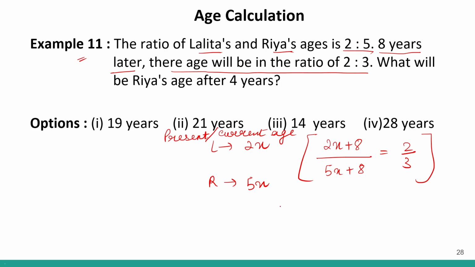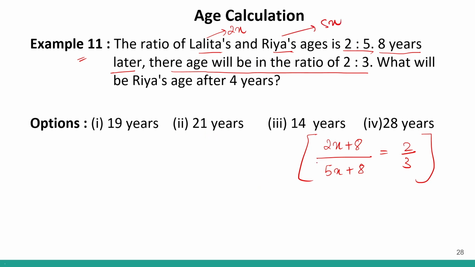So if I solve this, Lalita's present age is 2x, Riya's present age is 5x. Okay, so if I solve this, it will be how much? This will be 3 into (2x + 8) equals 2 into (5x + 8). This is how you solve equations. Correct? This will be taken this side and this will be taken this side.